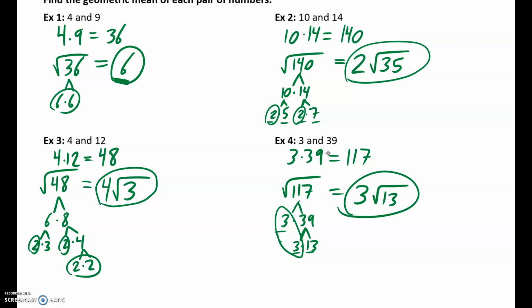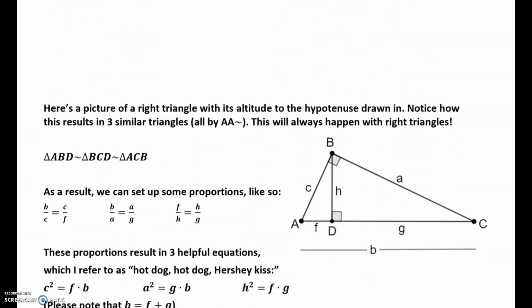Again, this part should be a review of Algebra 2. If you need help breaking down radicals, obviously come in during Power Hour, and we can work on that. We're going to be doing a lot of breaking down radicals this chapter, so it's important you understand it. But as far as my class is concerned, geometric mean, just make sure you know multiply, and then take the square root.